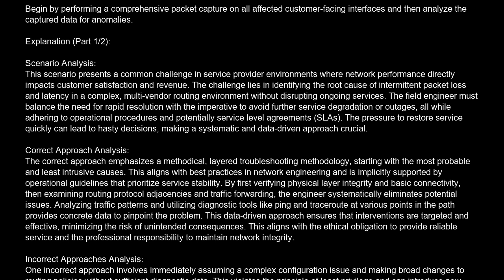By first verifying physical layer integrity and basic connectivity, then examining routing protocol adjacencies and traffic forwarding, the engineer systematically eliminates potential issues. Analyzing traffic patterns and utilizing diagnostic tools like ping and traceroute at various points in the path provides concrete data to pinpoint the problem. This data-driven approach ensures that interventions are targeted and effective, minimizing the risk of unintended consequences. This aligns with the ethical obligation to provide reliable service and the professional responsibility to maintain network integrity.